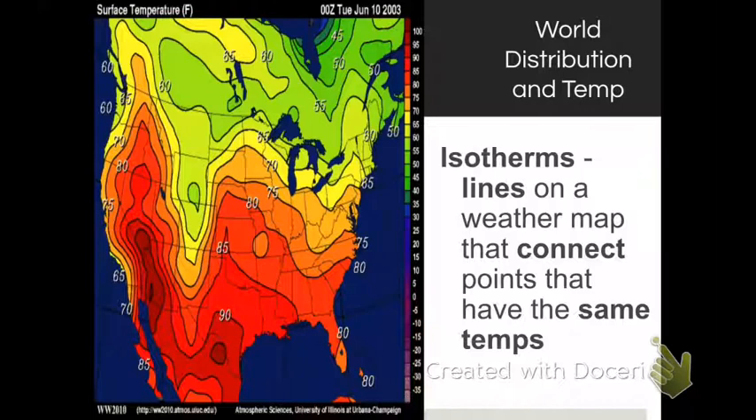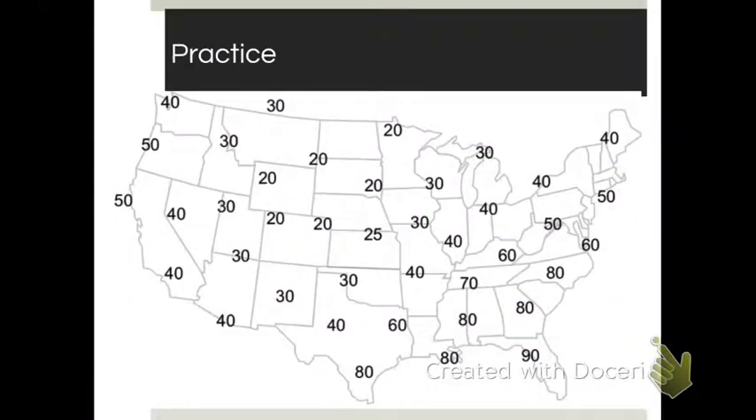So here is an example. Usually I'd have y'all come up to the board, but I'm just going to do this because it'll be easier. So I have the map of the U.S. and I have a bunch of different temperatures. To make an isotherm, I'm just going to find one. So let's start here at 20. So I'm just going to connect all points that are 20. And if I want to connect them, that's just fine. So all of those spots are 20.